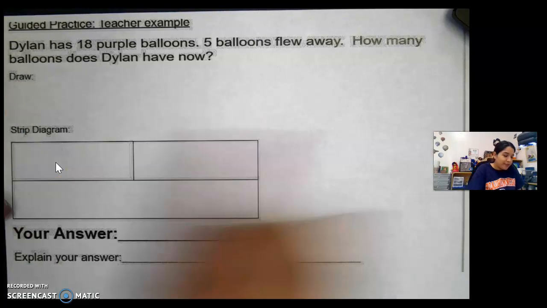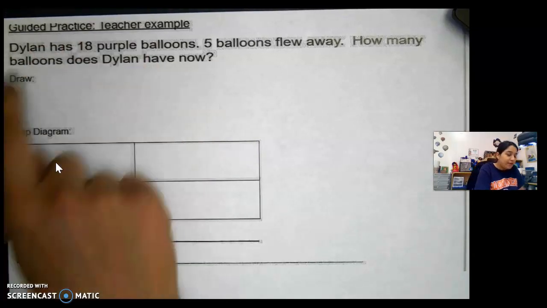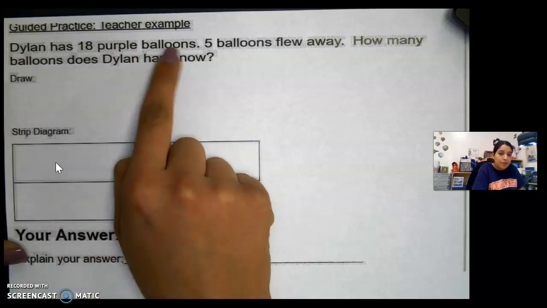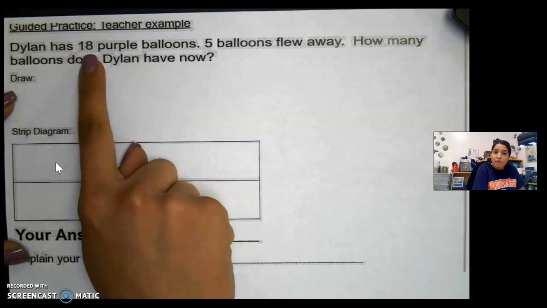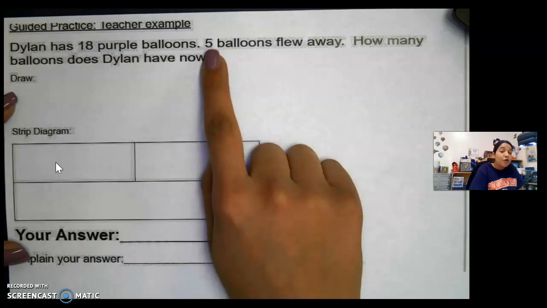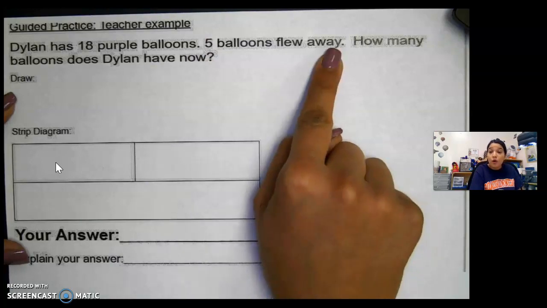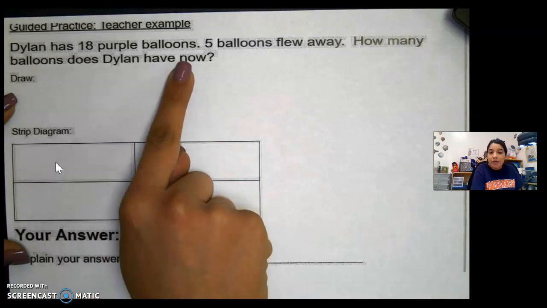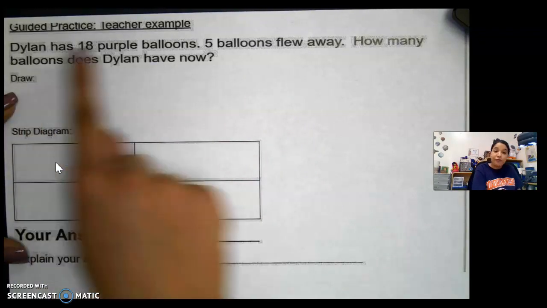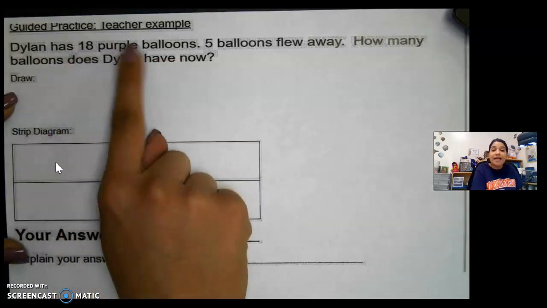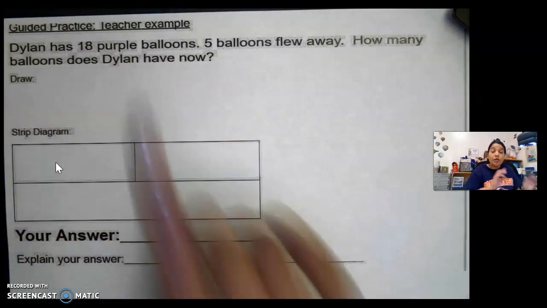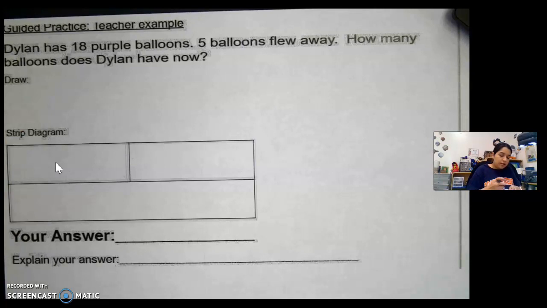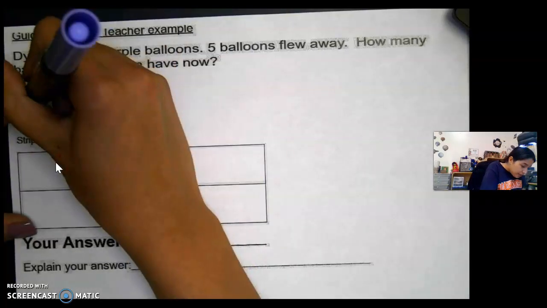Let's read our word problem together. Dylan has 18 purple balloons. How many purple balloons does he have? 18. 5 balloons flew away. Oh no. How many balloons does Dylan have now? Okay, so let's look at our first number. Dylan has 18 balloons. So he only has 18 balloons. Let's draw 18 balloons here. I'm going to draw 18 small balloons.